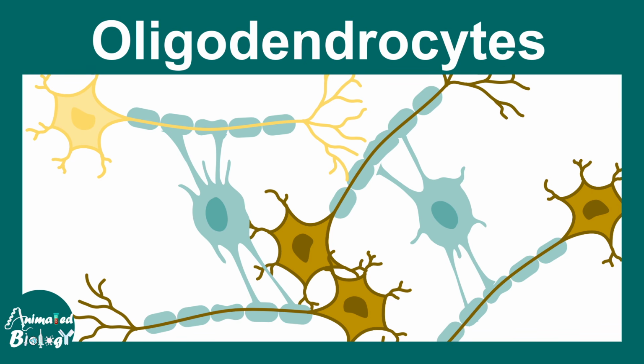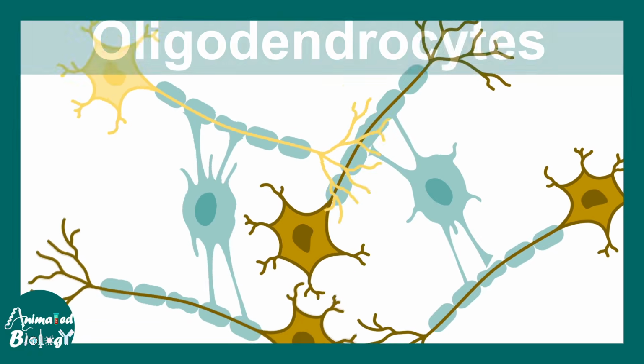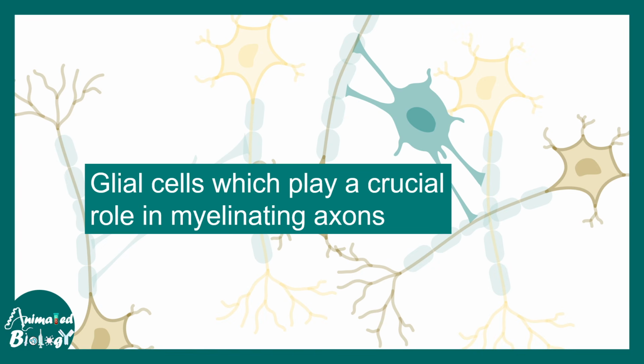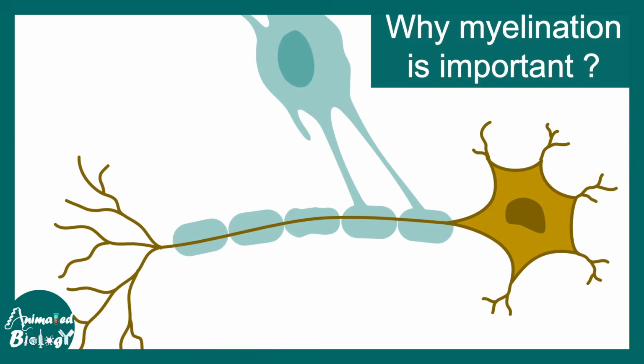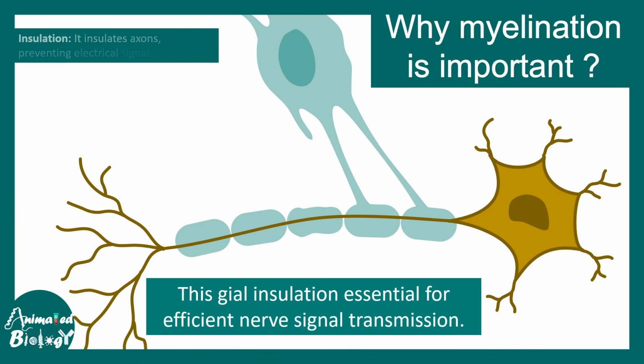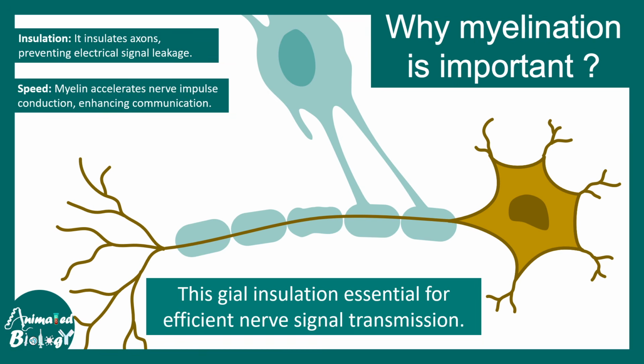Now let's talk about oligodendrocytes. Oligodendrocytes are another type of glial cell that is present in the central nervous system. Oligodendrocytes play a key role in myelinating axons. Myelinating axons is super important because when the myelination is not there, conduction is slow. So myelination acts like an insulation which increases the speed of nerve conduction.